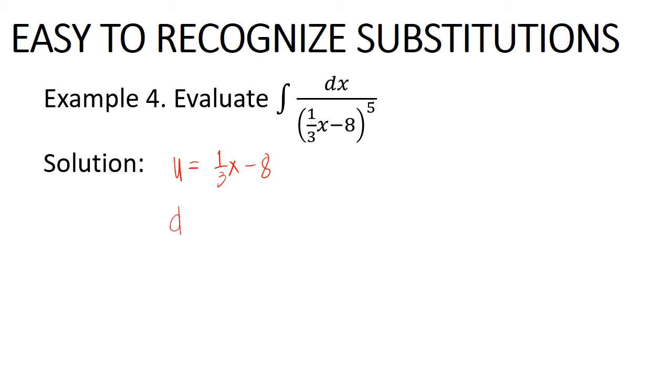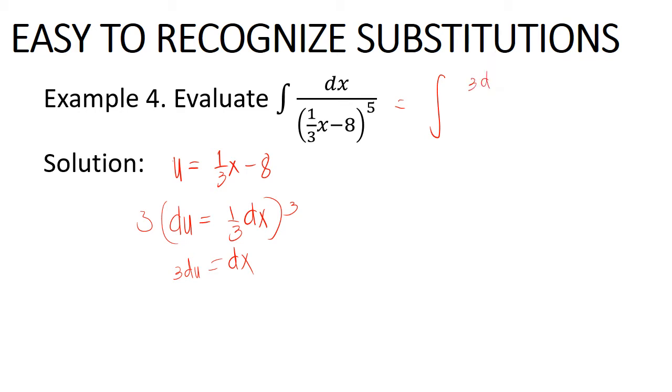And if we derive u, we get 1/3 dx. Derivative ng 8 is 0. So, 1/3 dx. Okay. If we solve dx here, mag-multiply tayo ng 3. Therefore, 3 du equals dx. Then, we are ready to substitute. Magiging integral na to ng dx equals 3 du.